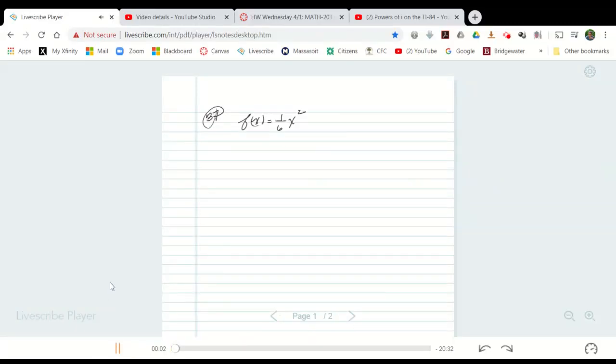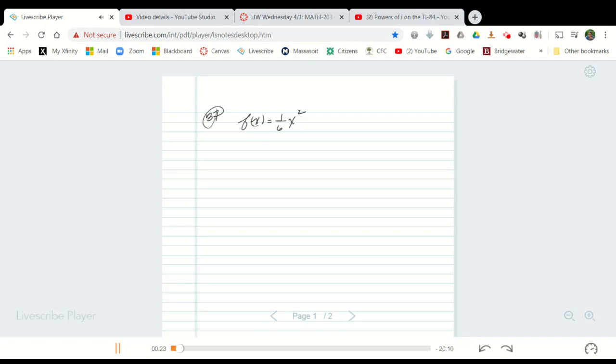Number 37, f of x equals 1/6 x squared. Well, you know it's not letter B. Letter B and letter D are going upside down, so that would have to have a negative coefficient. It'd have to be like a negative 1/6 or negative something. So you know it's not B and D.